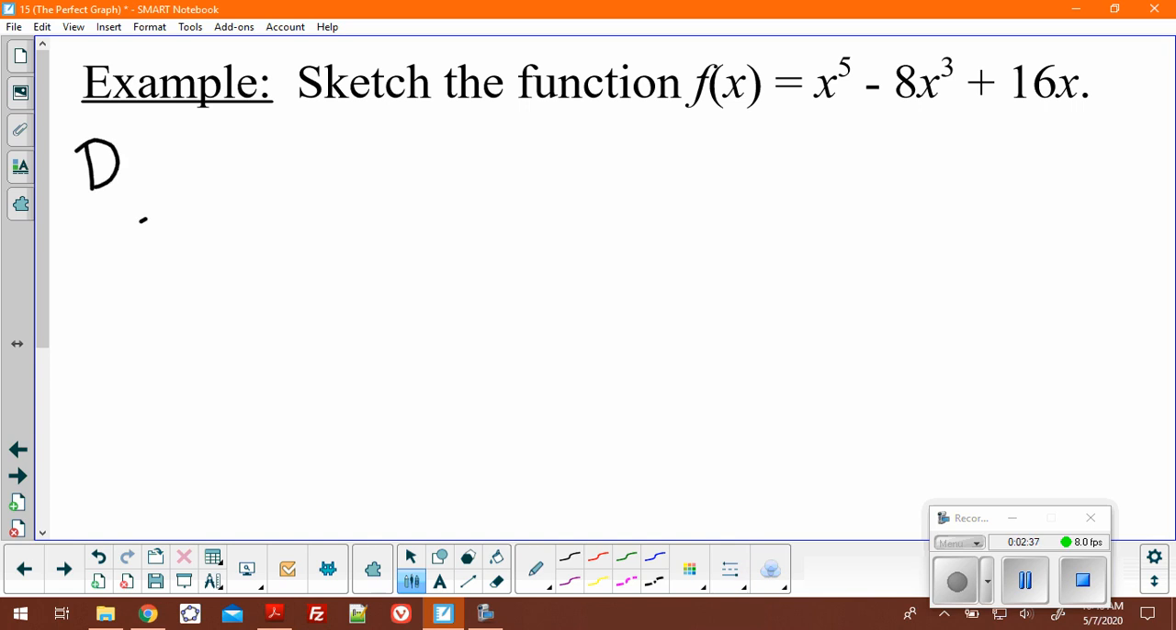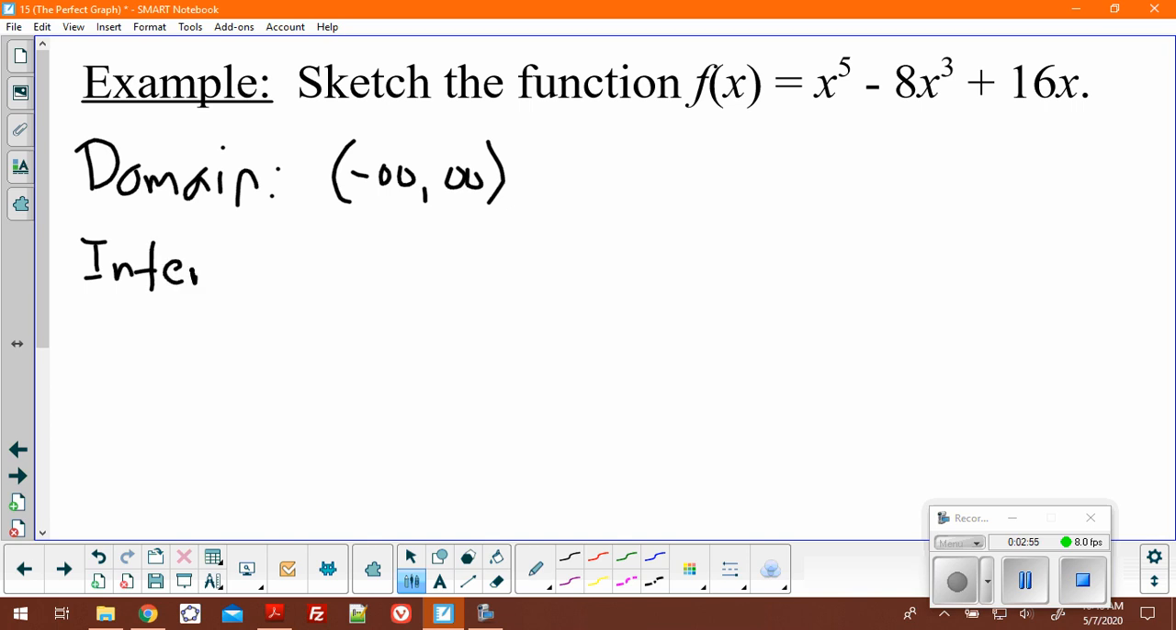So the first one was domain. What is the domain of this function? Well, it's a polynomial function, so I know that my domain is everything. There's no issues here. Next thing is the intercepts. Well, my x-intercepts are the roots, so let's start with that.